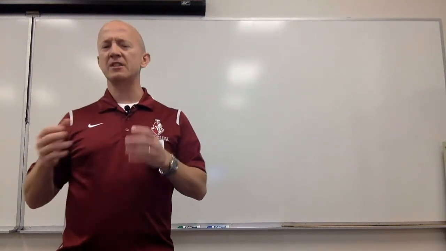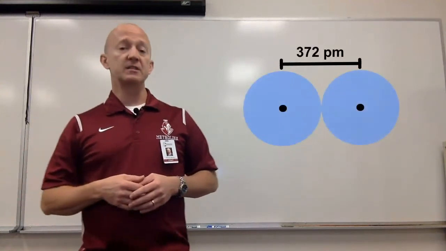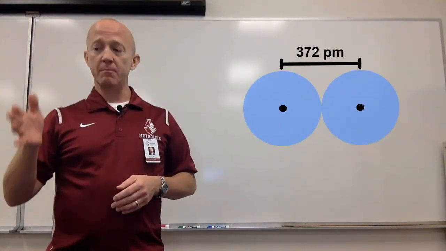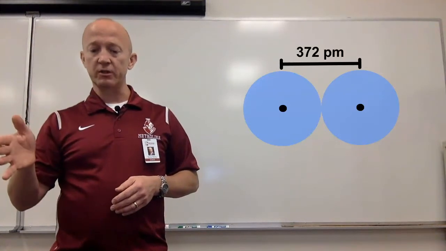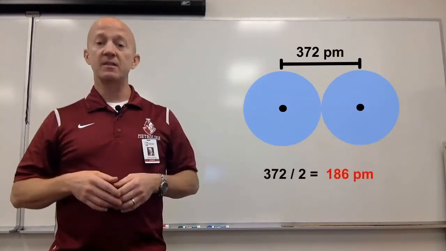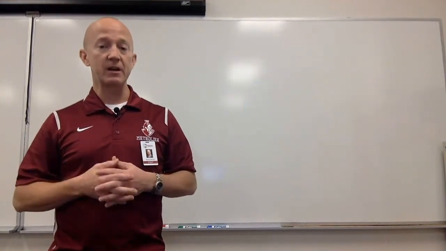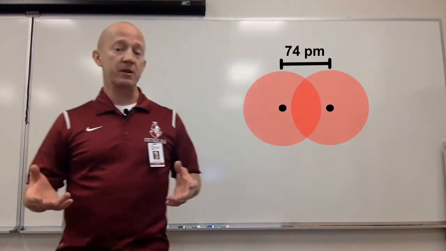Let's say we want to find the atomic radius of sodium or another metal like sodium. We would need to take a sodium atom and measure the distance between its nucleus and the nucleus of another sodium atom next to it. Then we'd simply take that distance and cut it in half. That's our atomic radius. We can do the same thing with nonmetals as well.